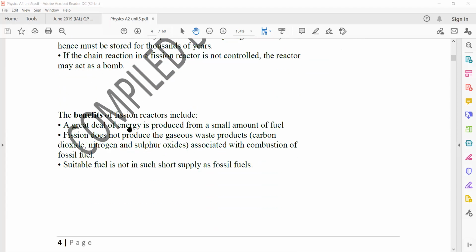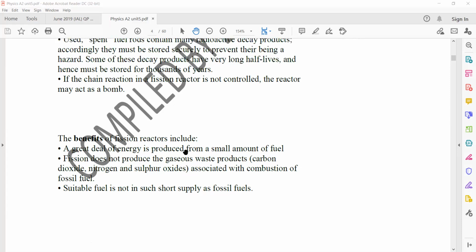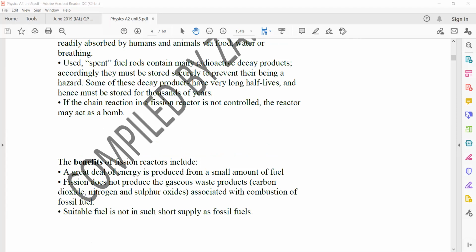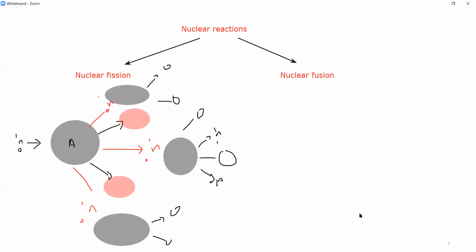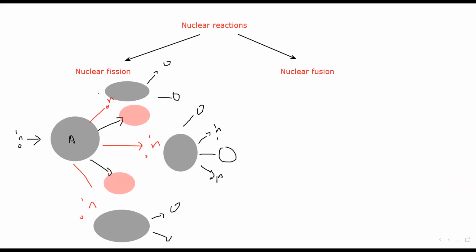What are the benefits of this? A great deal of energy is produced from a small amount of fuel, and fission does not produce any gaseous waste, so global warming would not be caused by this, and suitable fuel is not in short supply like fossil fuel. For example, you can have nuclear fuel for a longer period of time as compared to fossil fuel.